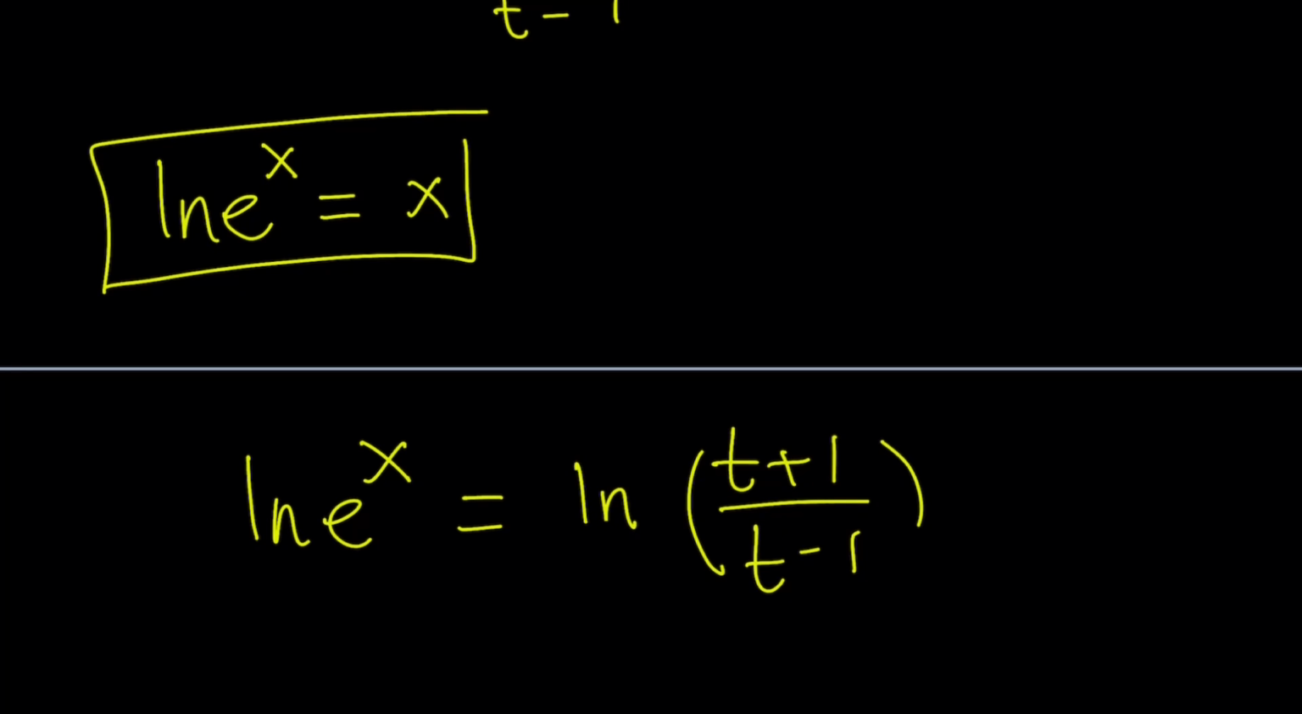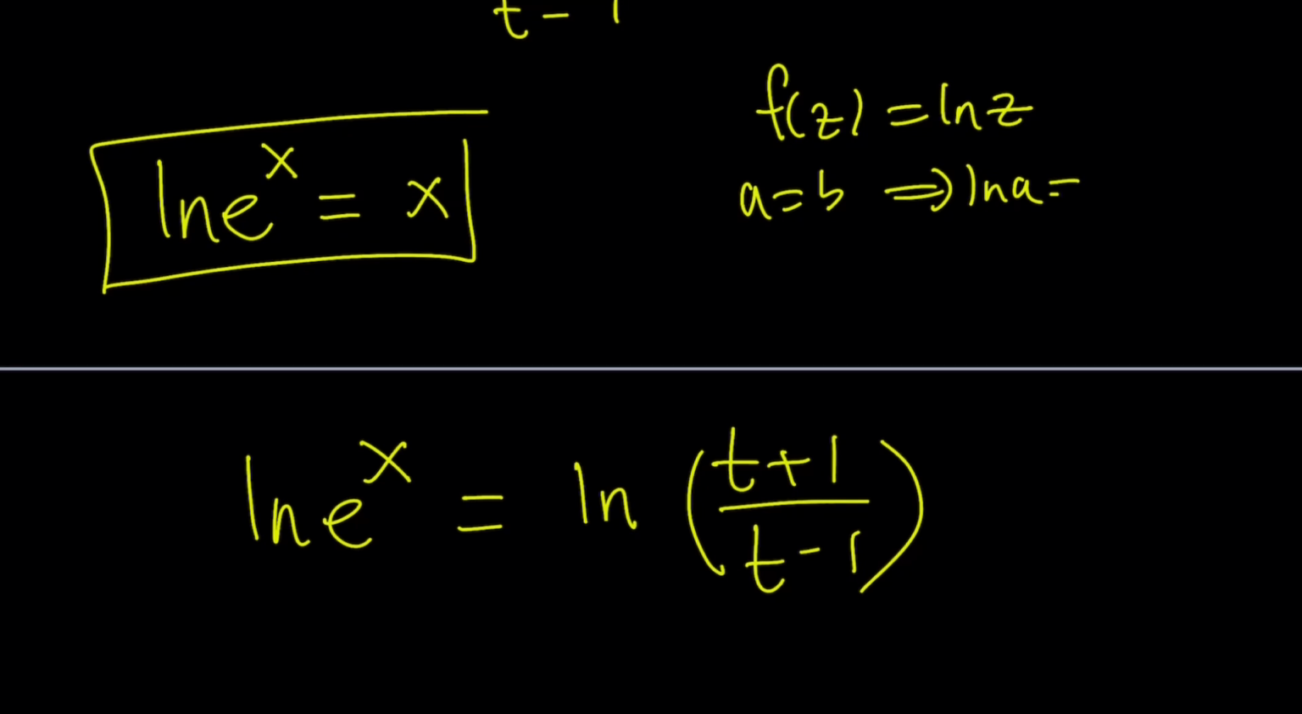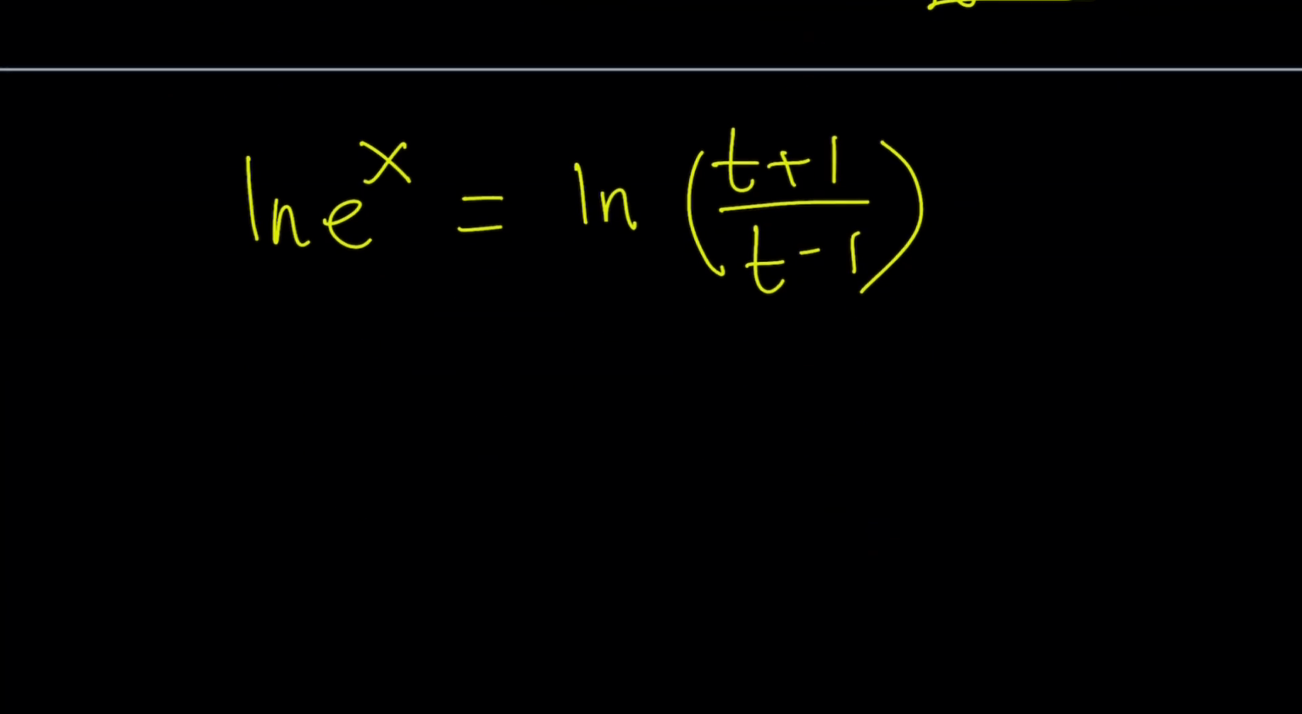But notice that ln is a function, like f of z equals ln z is a function. Therefore, if a equals b, then ln a equals ln b, which is needed for the well-definedness of functions. The opposite is not always true, because that just indicates it's one-to-one, which may not hold. Sometimes ln is one-to-one, but not all functions are. y equals x squared is not one-to-one. Anyways, that's another story. Let's go ahead and simplify this.